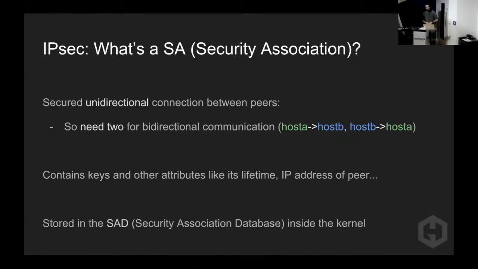The security association is what we call a connection between peers. It's an actual negotiated connection that's protected between peers. It's unidirectional, so for any two hosts that need to talk to each other, you'll have two. That's also stored inside the kernel, inside what we call the security association database.